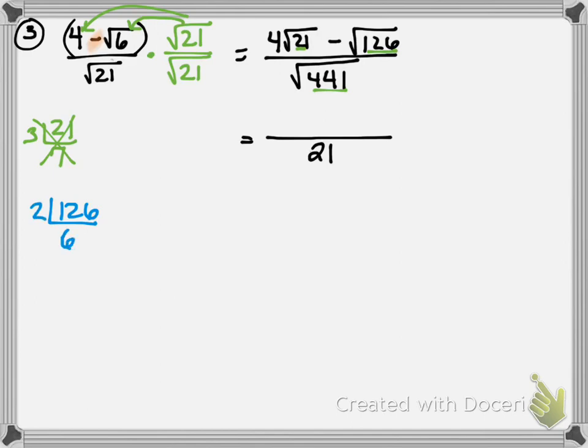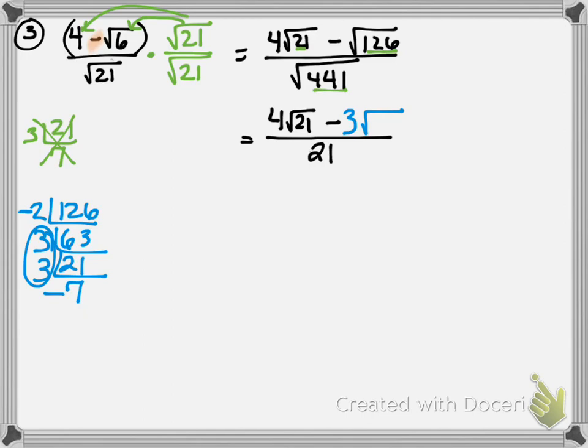Divisible by 2 gives us 63. 63, divisible by 3 gives us 21. Divisible by 3 gives us 7. Do I have a set of 3s? So that 4 times the square root of 21 I couldn't change. Minus the 126 I could. I could bring out a set of 3s and leave behind the 2 and the 7. What's 2 times 7? 14. That's what got left behind. Now, take my coefficients in front of my square roots and my denominator. Is there any number that divides into all 3 places? No. My answer.